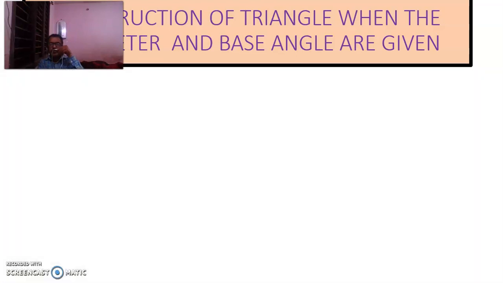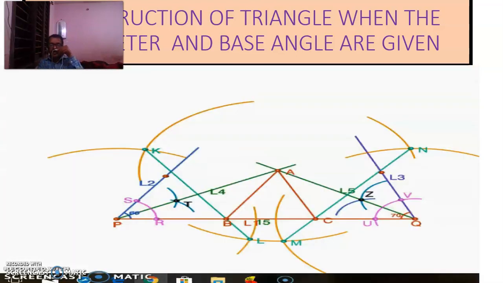Now ABC is our required triangle, which has the perimeter 15 centimeter. So ABC is the required triangle. You can measure angle B, it is 60 degree, and C is 70 degree. And if you measure AB plus BC plus CA, those sides are equal to 15 centimeter. This is the construction of a triangle when the base angles and perimeter are given.